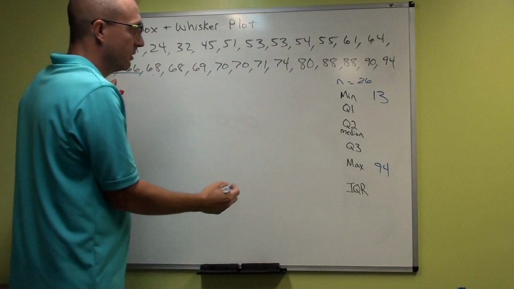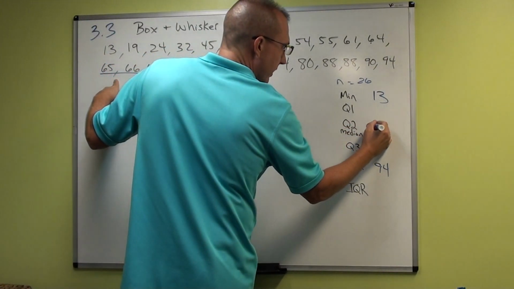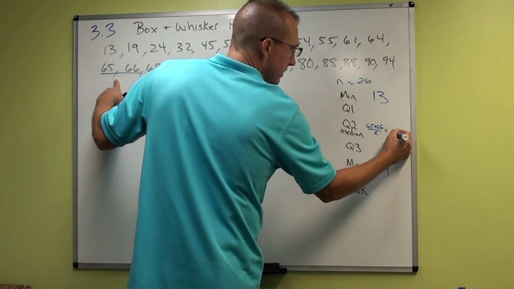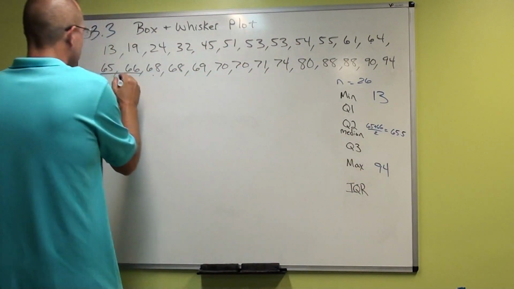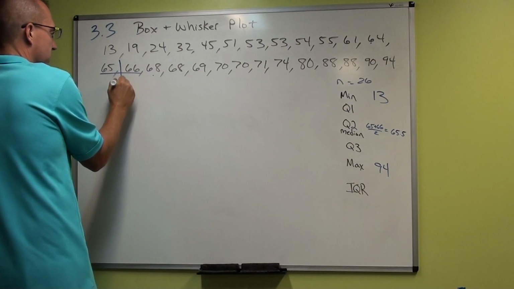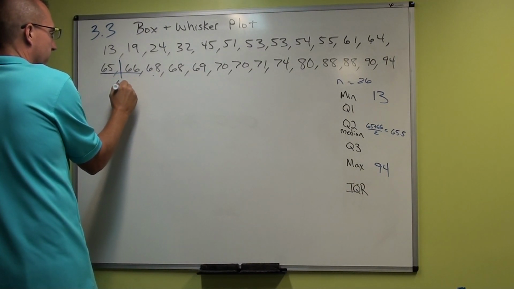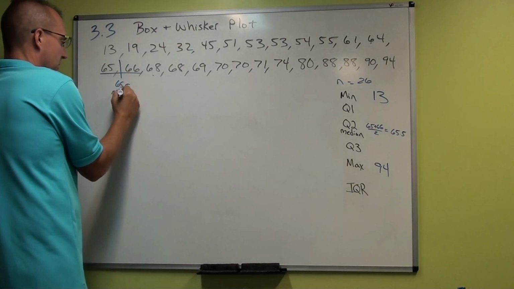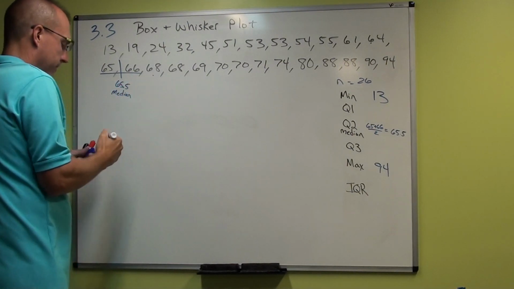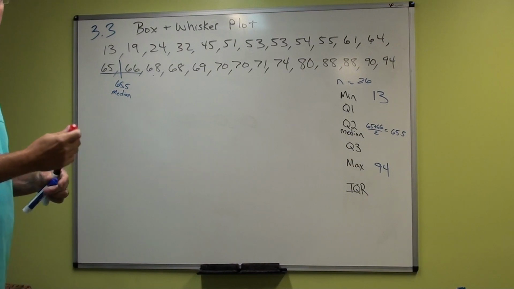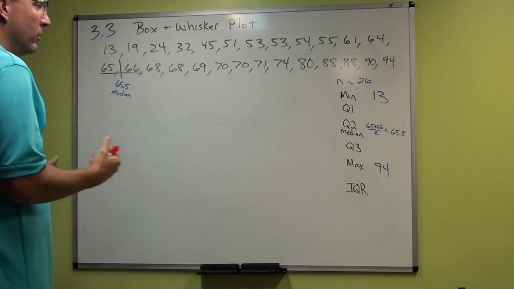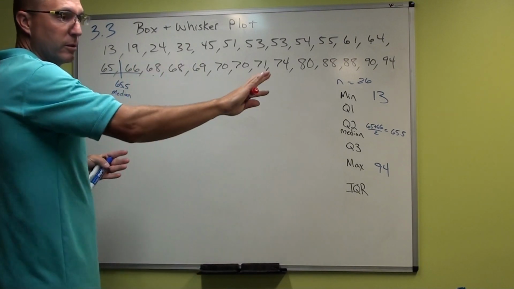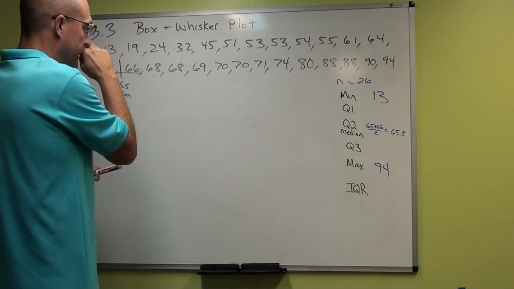So we have to add those 2. It's 65 plus 66 divided by 2, which is equal to 65.5. So right here is 65.5, and that's going to be your median. Alright, now that's separated your data. Now we go back, and that means we should have 13 numbers on this side and 13 numbers on this side, because there was a total of 26.